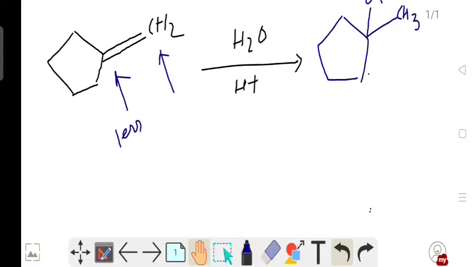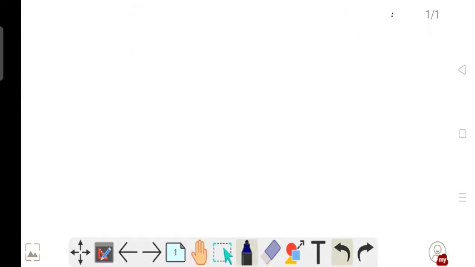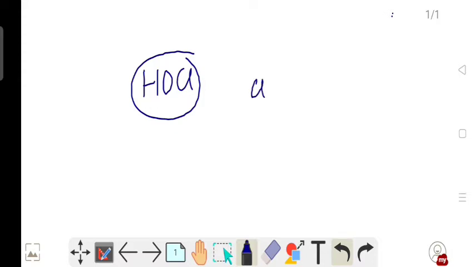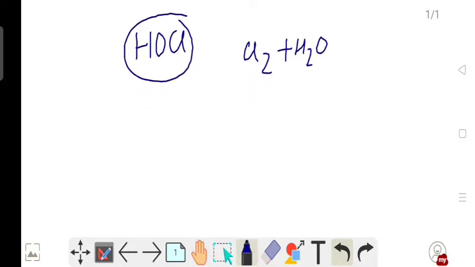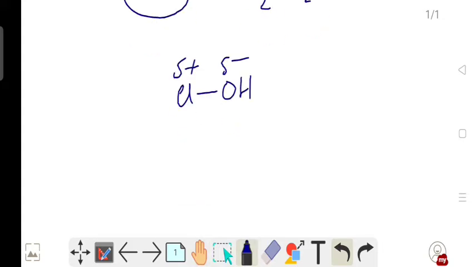Next one is addition of hypochlorous acid. Hypochlorous acid means HOCl. This molecule is specially called hypochlorous acid, and it forms by the addition of chlorine with water. Normally in this hypochlorous acid, chlorine carries a positive charge and OH carries a negative charge. That means the structure of HOCl carries a positive charge and a negative charge.